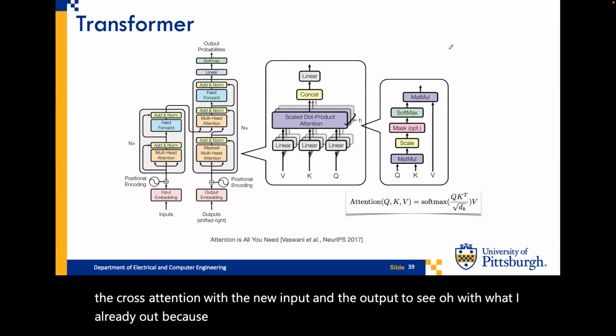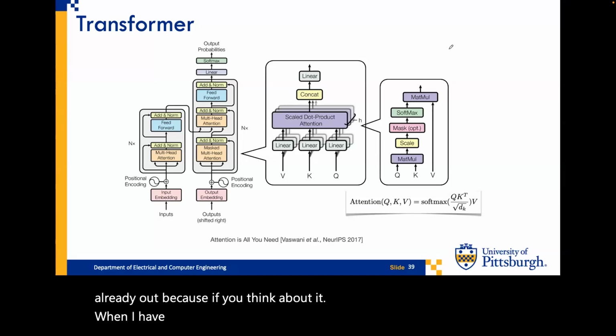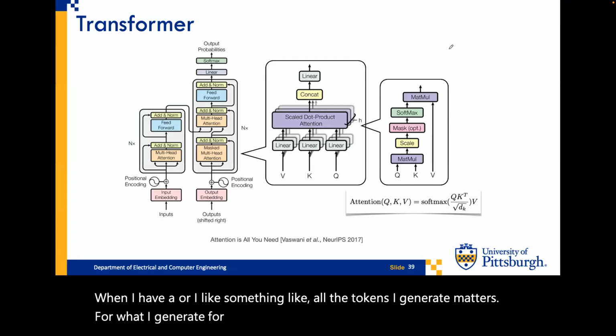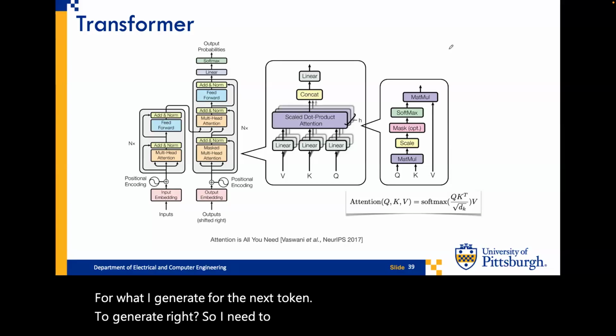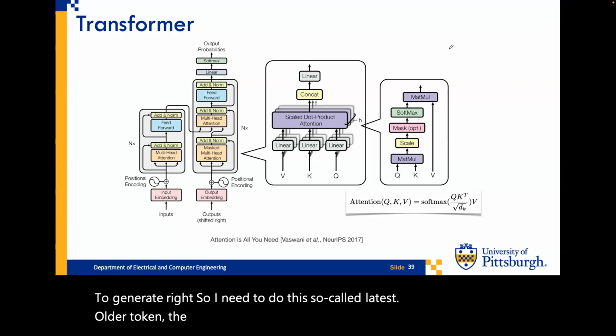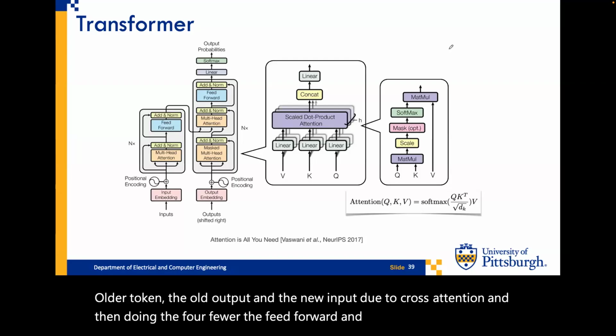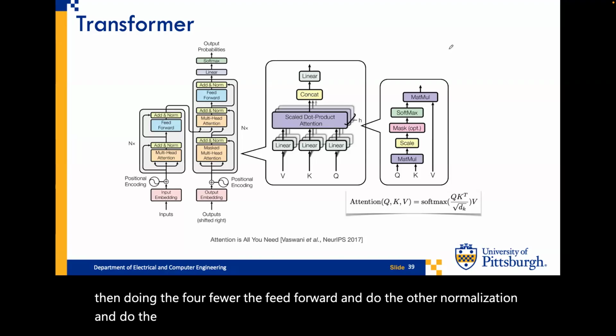Because if you think about it, all the older tokens I generate matter for what I generate as the next token, right? So I need to do the cross attention between the old output and the new input, then do the feed forward, then the add and normalization, and then the softmax to give you the output probability. That's the main idea.